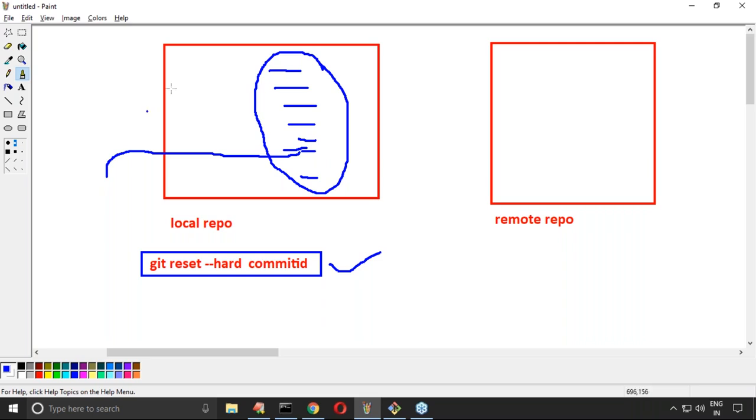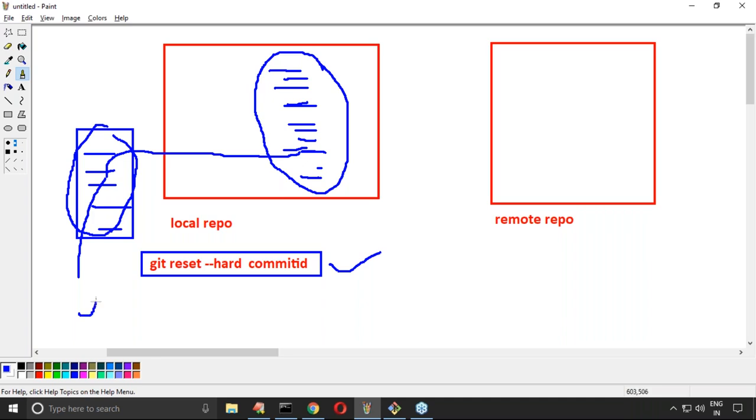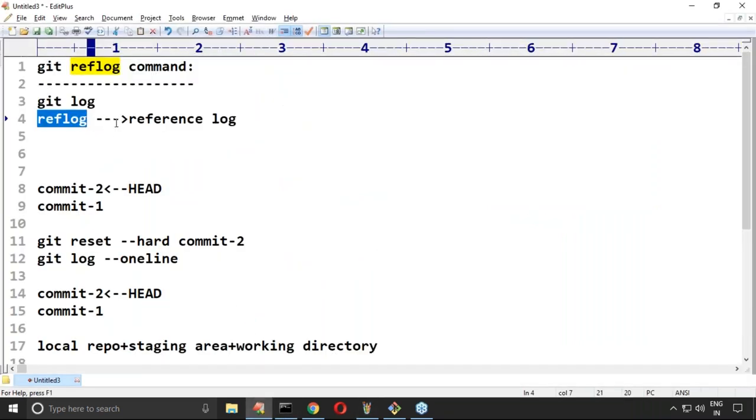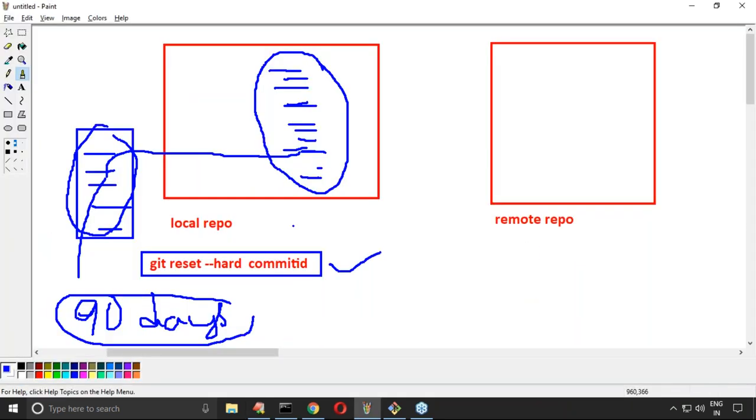Remember that, in the local repository, whatever operations we are performing, git reflog is going to maintain entries outside the repository, maybe in your working directory somewhere outside the repo. These entries will be available for 90 days. By default, the reference log will be maintained for 90 days.